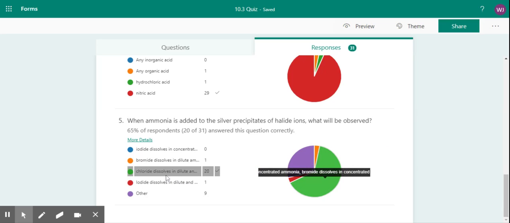The correct answer is that the chloride dissolves in dilute and concentrated ammonia. The bromide only dissolves in concentrated ammonia, and the iodide doesn't dissolve in either. So if you did get it wrong and it wasn't because the question was wrong, that's just some facts that you need to learn, so go back over it.